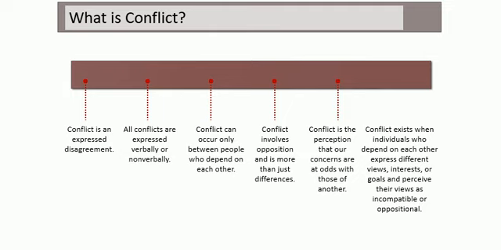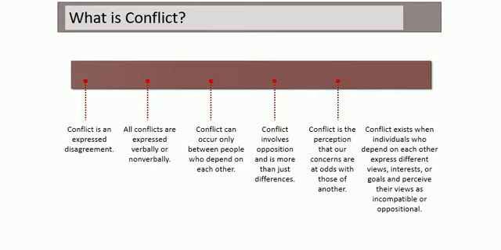So conflict exists when individuals who depend on each other hold different views, feelings, perspectives, interests or goals, and they do not match each other, and there is incompatibility. Then the conflict occurs. Basically, conflict can be small or greater depending on the nature of the person or the working of the organization. But we can manage these conflicts effectively.